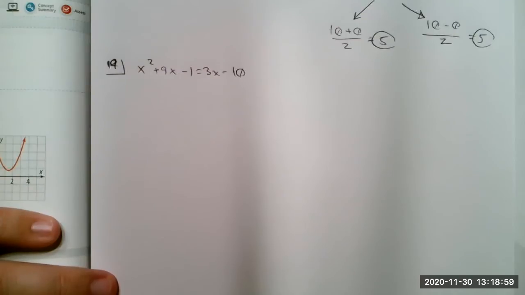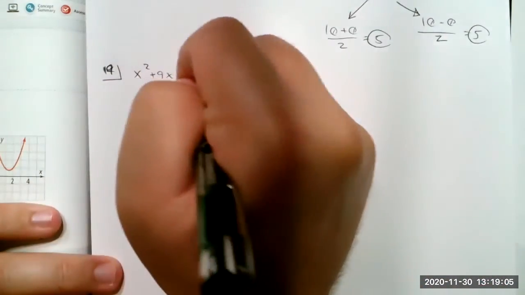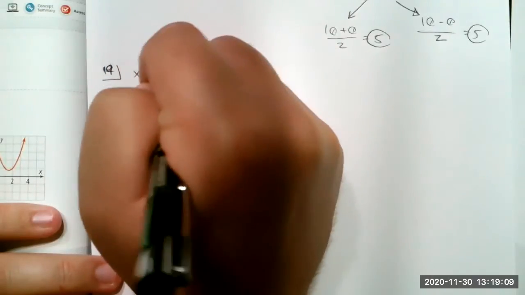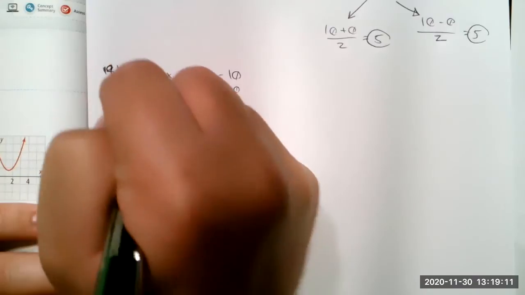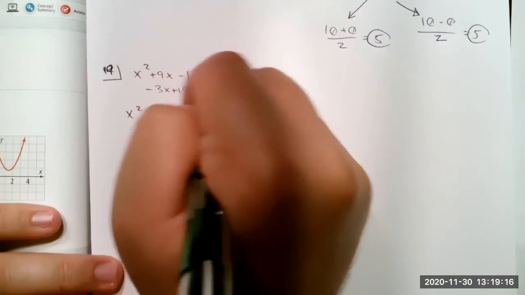So for number 19, you can't factor a quadratic. You can't use the quadratic formula unless this thing is equal to 0. So I'm going to go ahead and make this equal to 0. So I'll subtract 3x. I'll add 10. I'll have x squared plus 6x plus 9 equals 0.